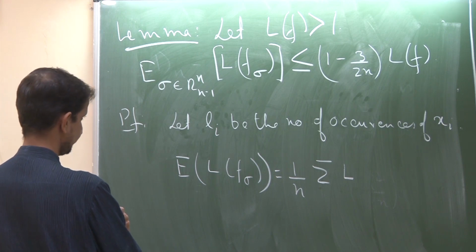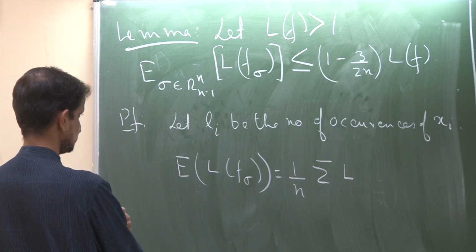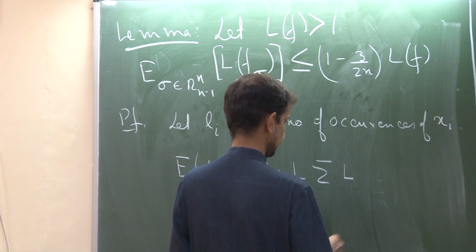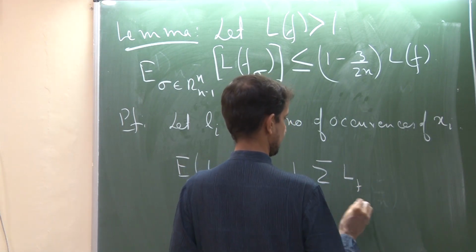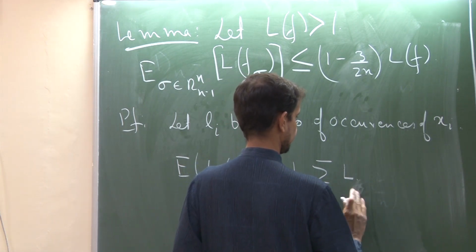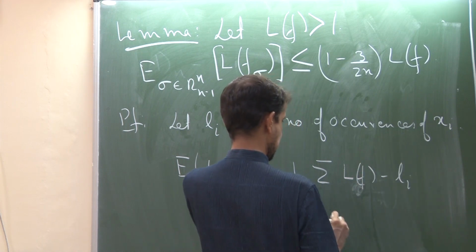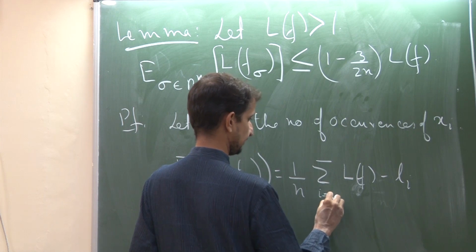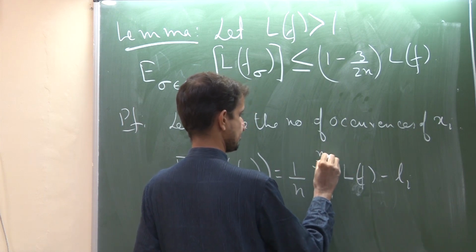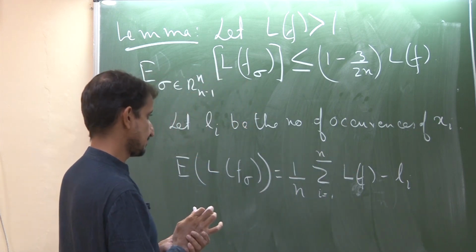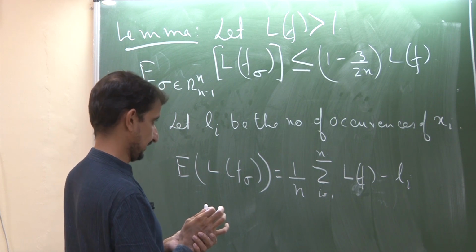So it is LF minus LI, sigma LF minus LI, yeah. So it will be sigma L of F minus Li, i going from 1 up to n.